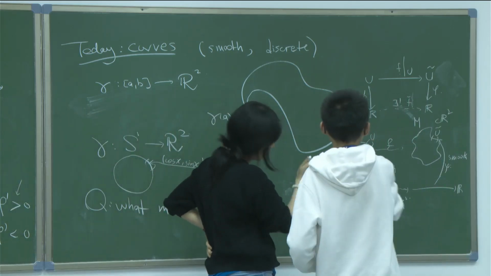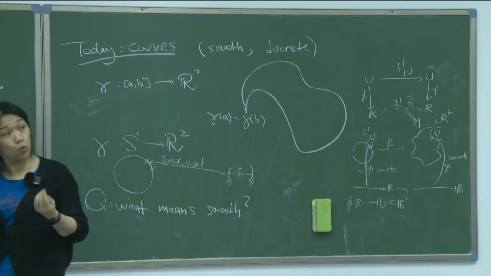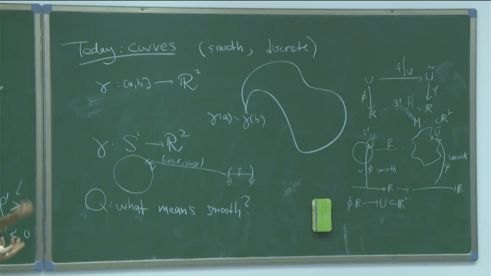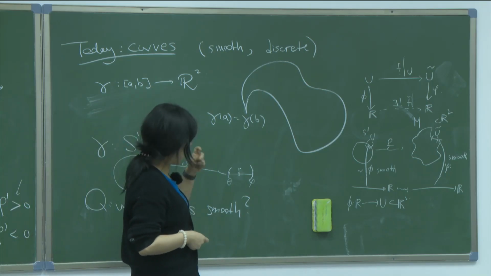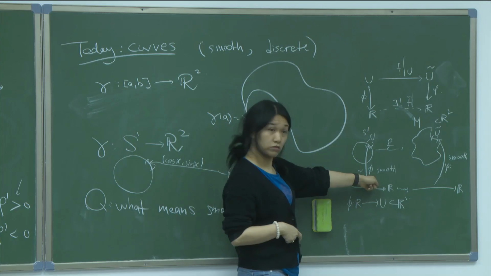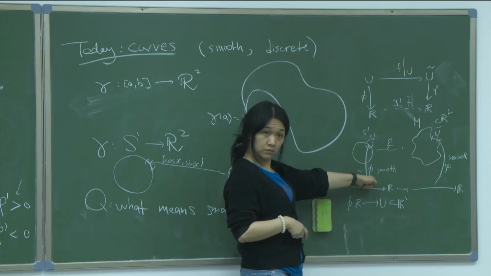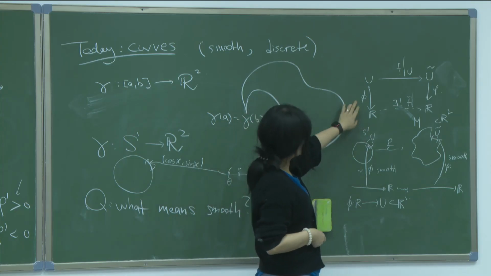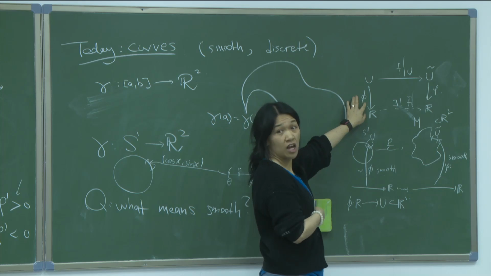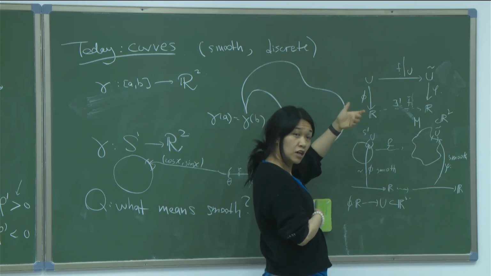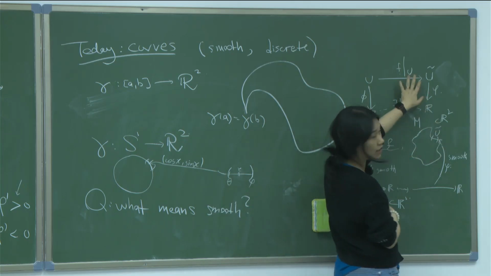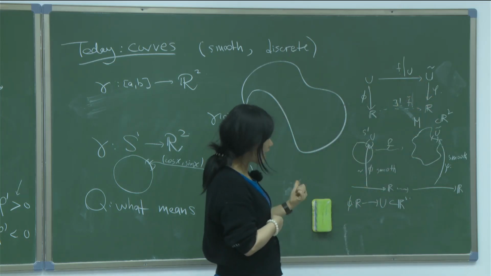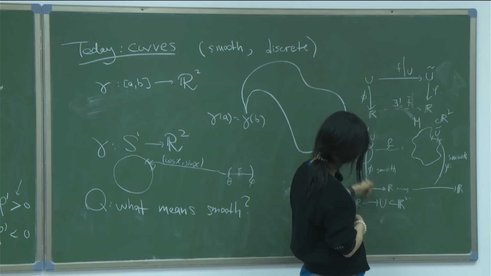But the question is now, why is it a notion that is independent of this here? Whatever phi you choose, it should be independent of that. Otherwise, it would depend on phi. That's bad, right? We want a notion of smoothness between this part and this part, which is roughly right. That is independent of this.